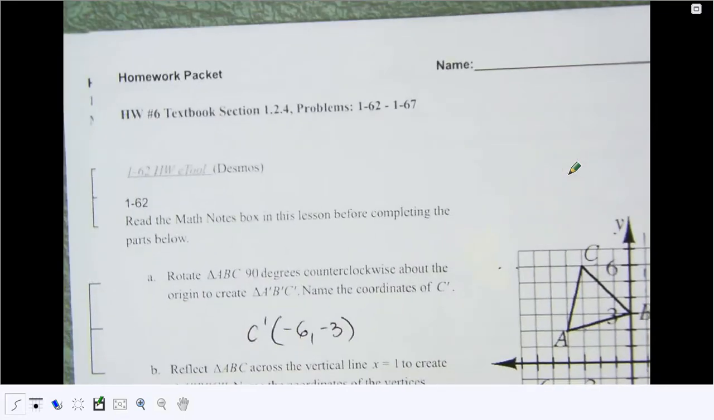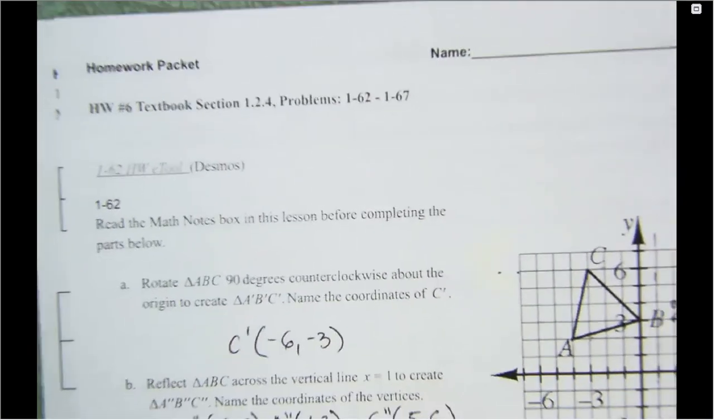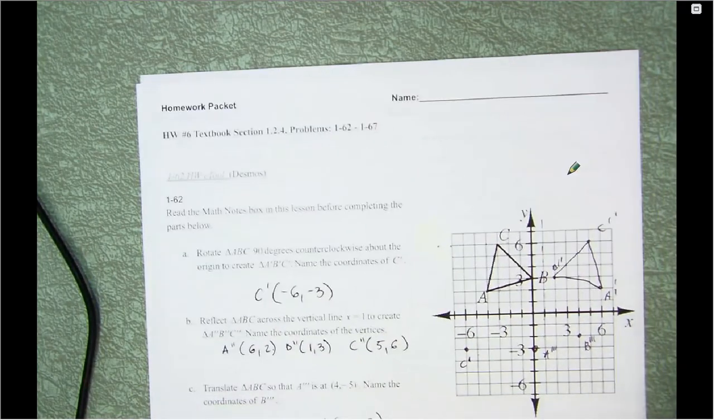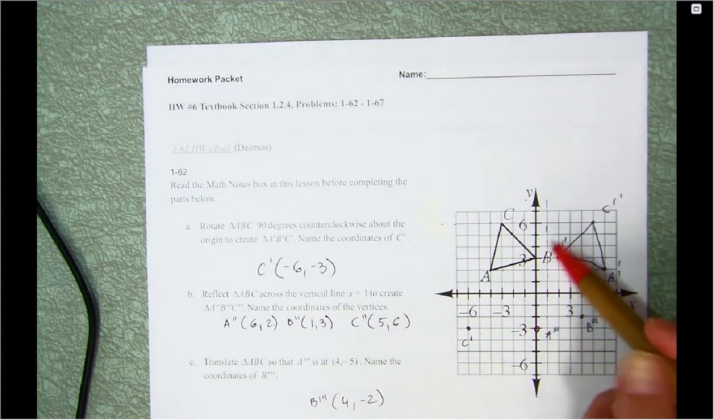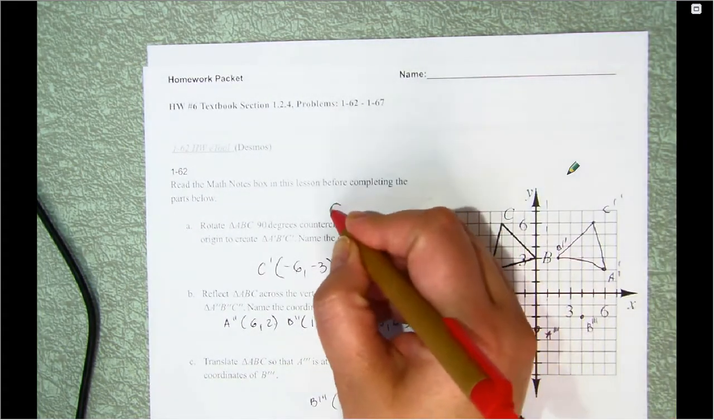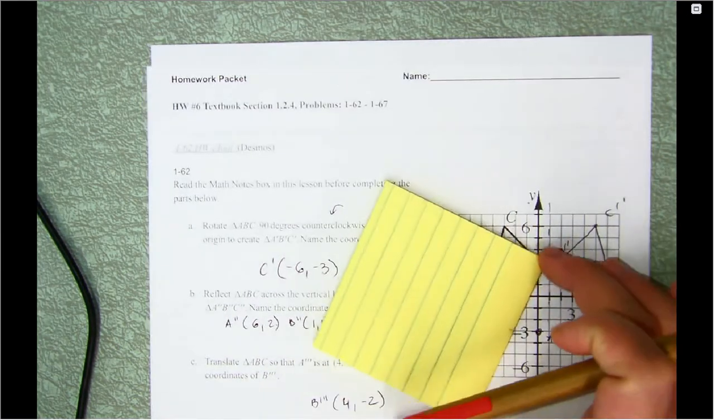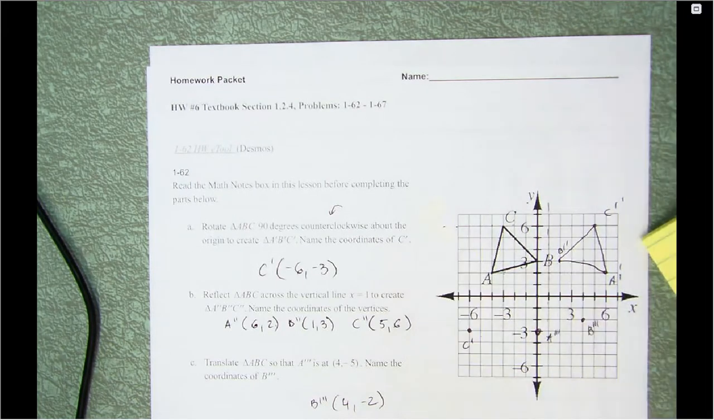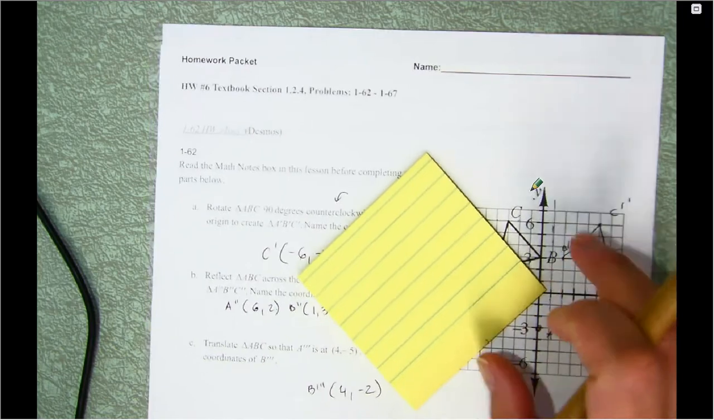Okay, homework 6 answer key. You were supposed to take your triangle and rotate 90 degrees counterclockwise. Counterclockwise means to the left. So what I did, I took my right angle. They're only asking for coordinates of C, so I only care about C. So I took my right angle of the paper.